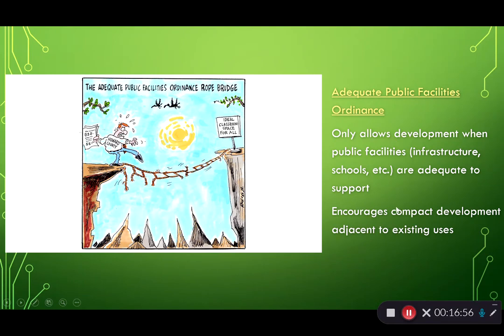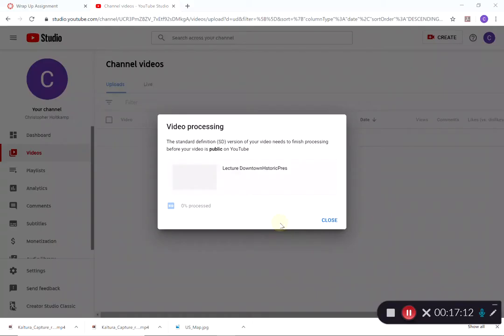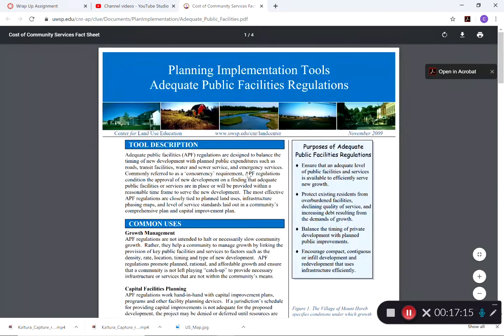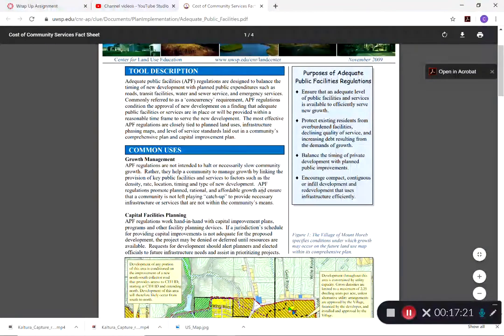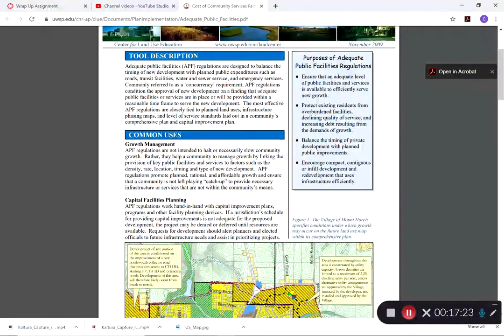So that ensures compact development adjacent to existing uses, so the cost of expanding infrastructure is reduced, you're taking maximum advantage of existing infrastructure capacity, and you're just building in a way that's more cost effective and efficient. So this example here is just a study on what adequate facilities ordinances look like and how that works.